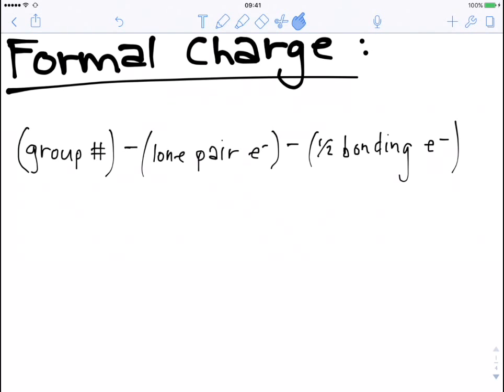Now, calculating formal charges is actually really easy. All it is, is plugging in the numbers that you already know into a formula. That formula is represented by the group number minus the lone pair of electrons minus half of the bonding electrons. Let's try to practice with some examples.